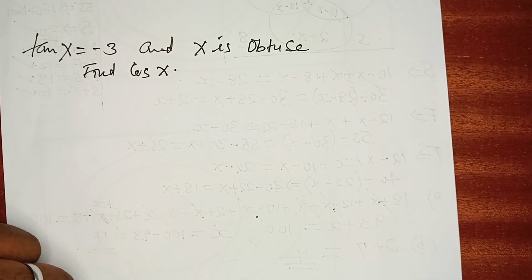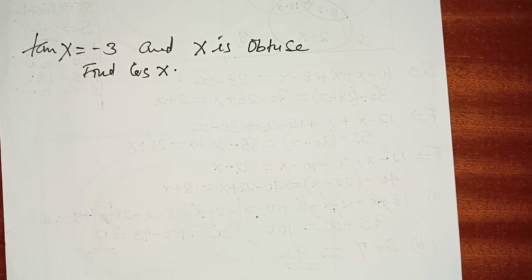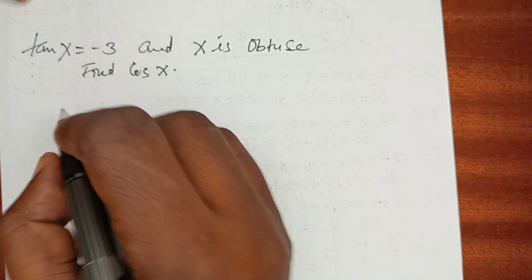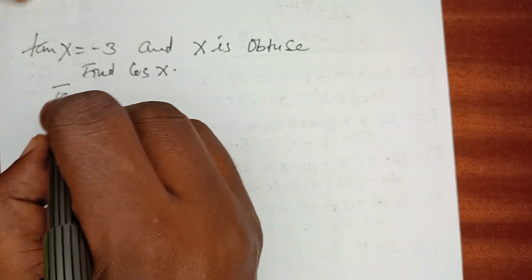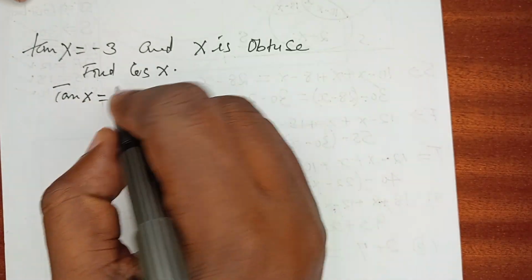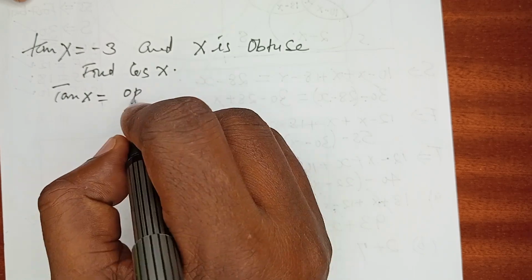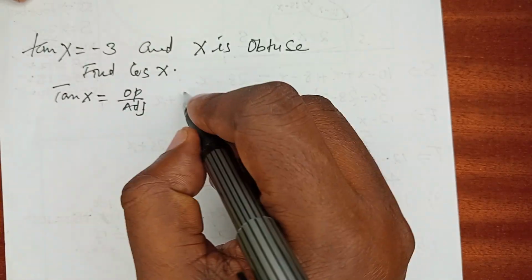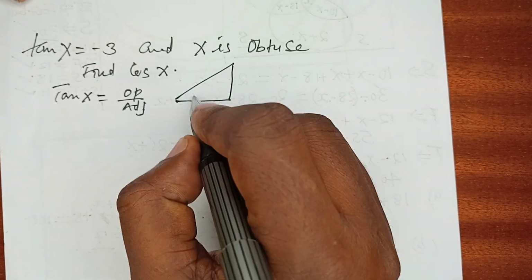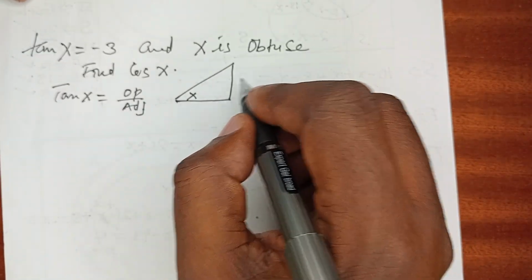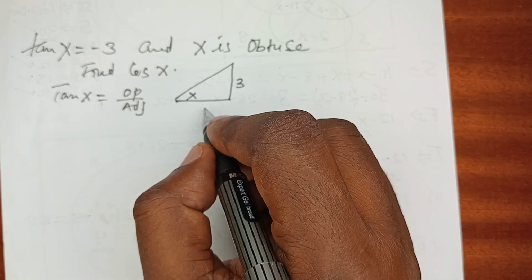I would want you to understand one thing: if you use your calculator to find the trigonometric ratios, you will always find an angle which is acute, and this is what you did in the first place. The tangent of any angle x is opposite over adjacent, so we have to have the opposite. Assuming we have x there, the opposite is 3 and the adjacent is 1.